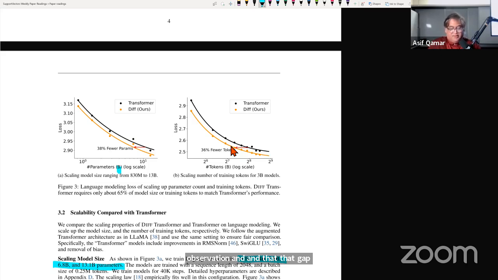Likewise, when you look at the number of tokens to train, it turns out that you can train the diff transformer with about 36% fewer tokens.